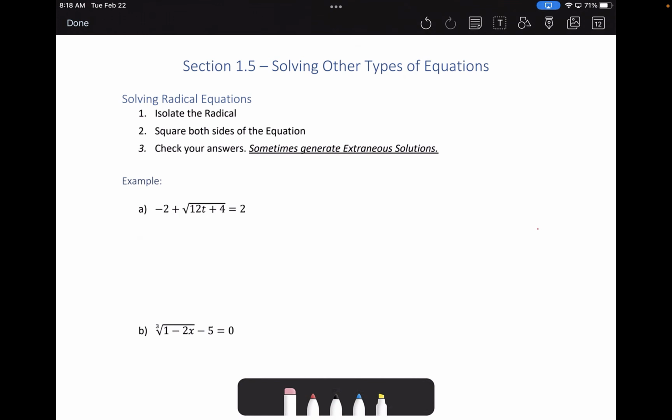Section 1.5, Solving Other Types of Equations. First, we'll look at radical equations. Step 1, isolate the radical. Step 2, square both sides of the equation. Step 3, check your answers. Sometimes this will generate extraneous solutions.